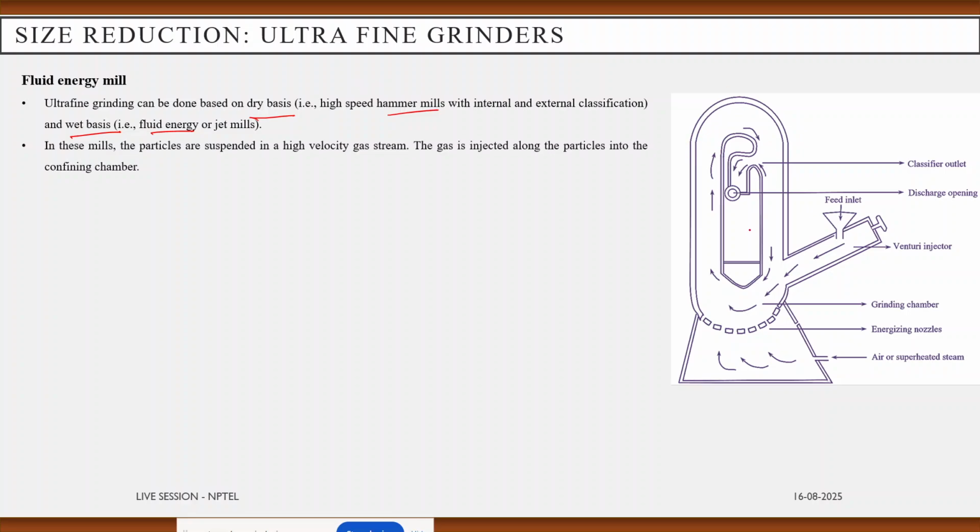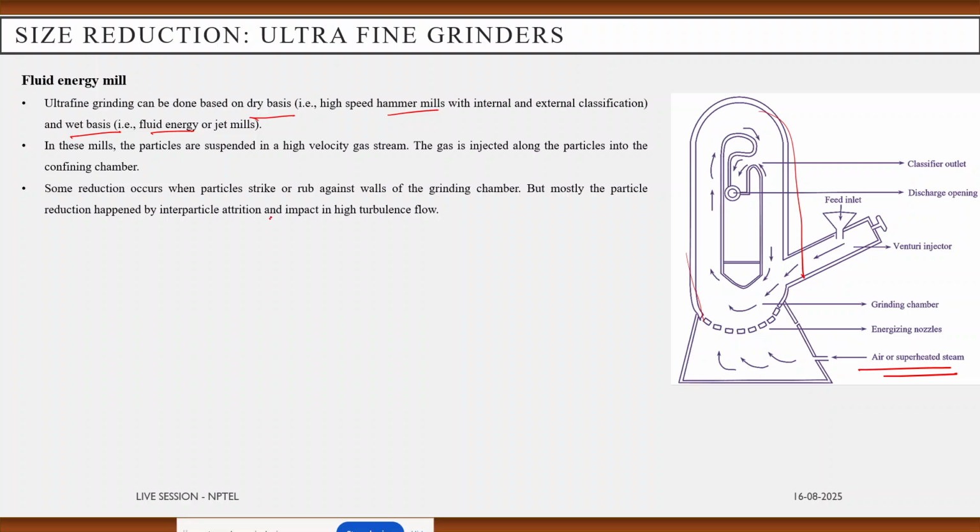So in the fluid energy mill, the particles are suspended in a high velocity gas stream or superheated steam. The gas is injected along with the particles in the confined cylindrical chamber. Some reduction occurs when the particles strike and rub against the walls of the grinding chamber, but mostly the particle reduction happens due to interparticle attrition force and impact force due to high turbulent flow, because we are introducing a very high velocity gas stream.